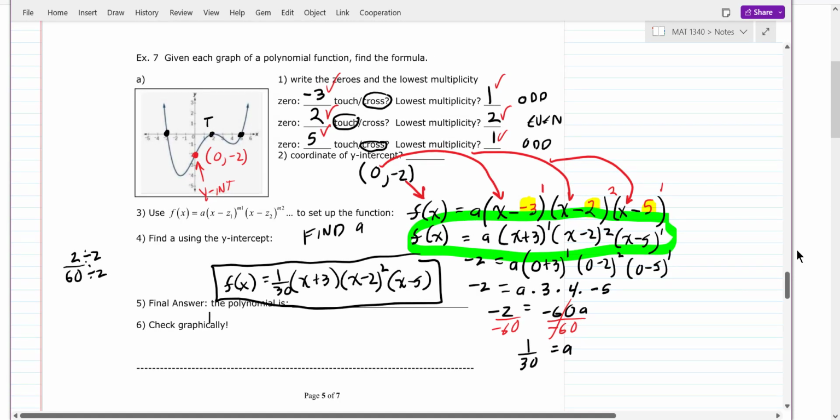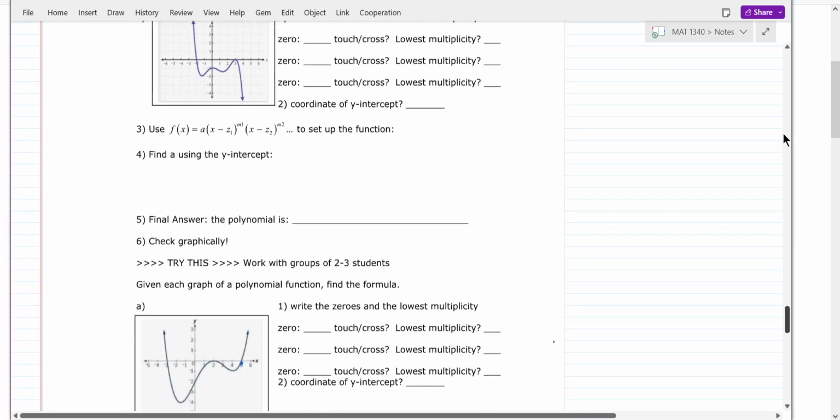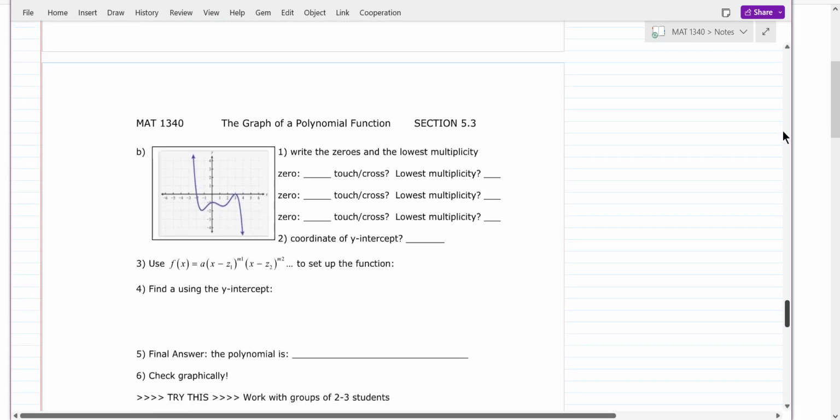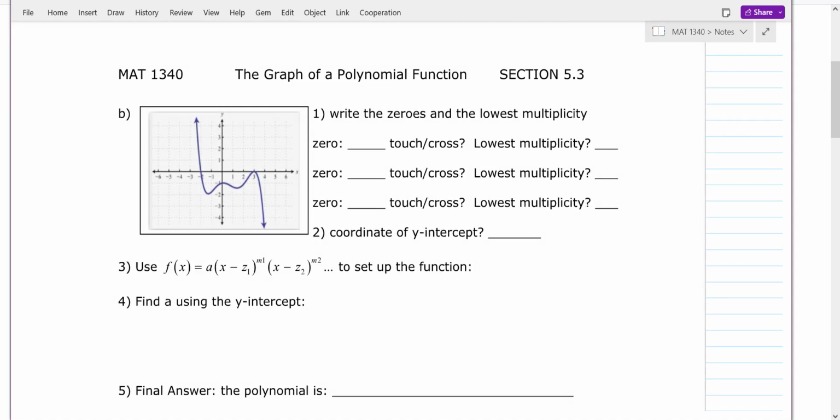Okay. All right, let's go to the next page here. I want to do probably one more and then just let you try one, and kind of see if we can get this all put together.